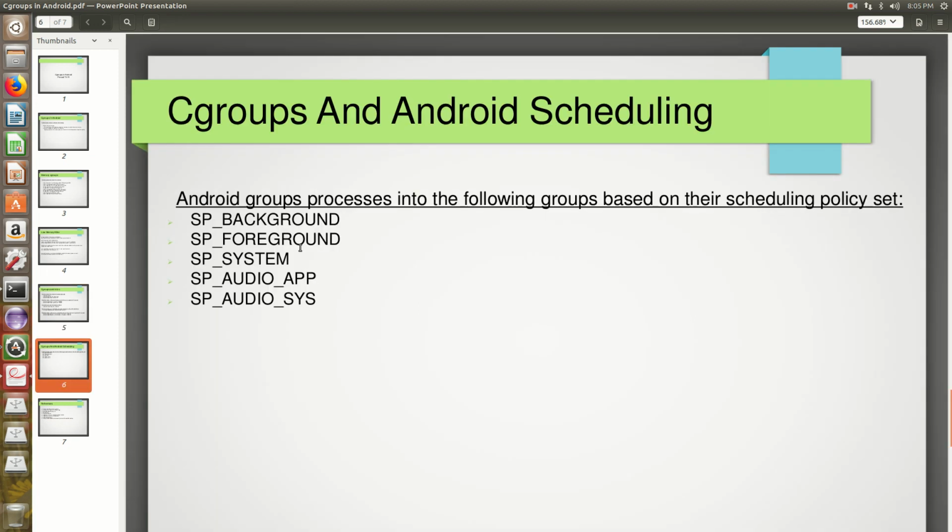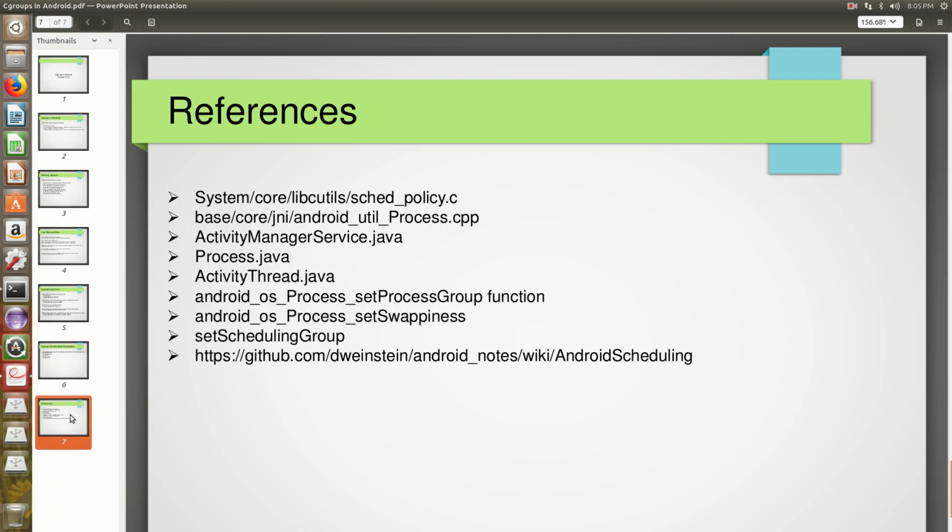As I mentioned, Android groups processes into the following groups based on the scheduling policy: background, foreground, system, audio app, and audio sys. When you see the source code, you can see that background and foreground are the actual C groups that we make use of, but the remaining ones are classes that are just there. Probably Android will make some changes for them in the future. That's it. And these are some of the references: sched policy, process.cpp. These are some source code references and a reference to an article which corresponds to Android scheduling.